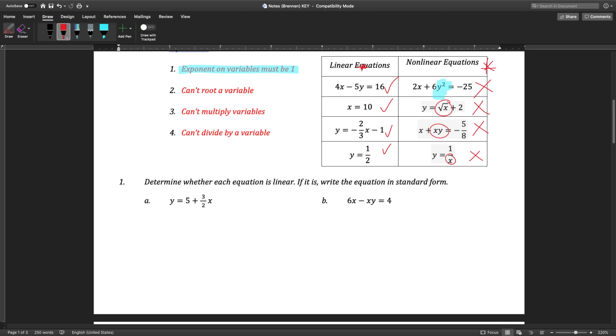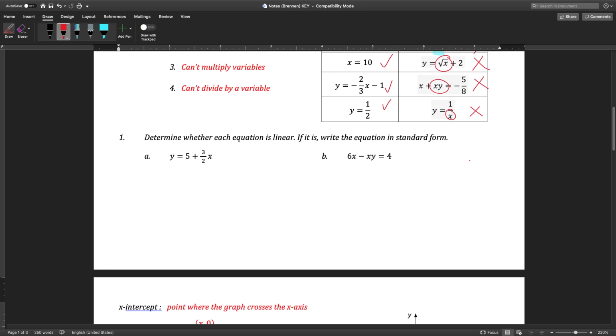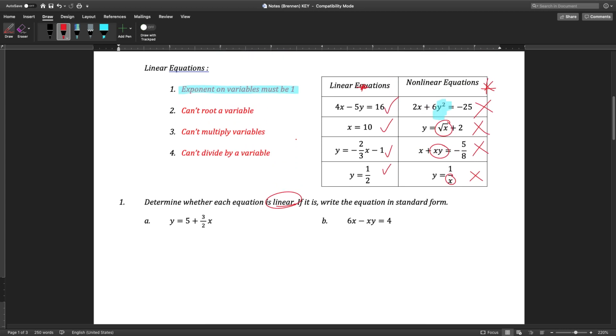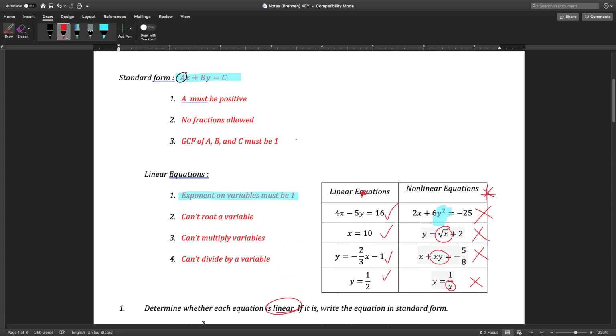So my first column gives me a list of linear equations. My second column gives me a list of nonlinear equations. Our first example says determine whether each equation is linear. So it has to follow those 4 rules. And if it is, write it in standard form. If we're going to write it in standard form, it has to go back up to this form, ax plus by equals c, and it has to follow these 3 rules.